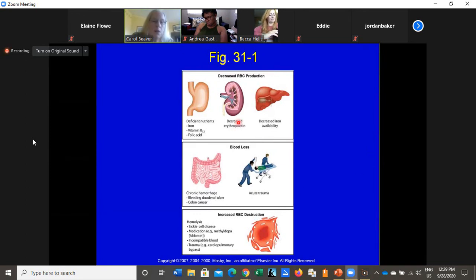All right, so here are the three reasons really to where we could be anemic. Decreased red blood cell production, and then blood loss, and then increased red blood cell destruction. So if we have deficient nutrients, like we don't have the iron, vitamin B12, and folic acid, it's not going to be as efficient in producing those blood cells.